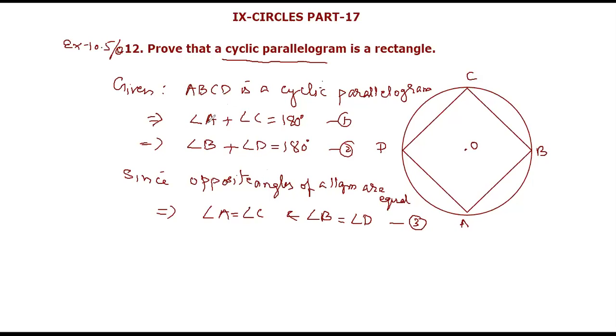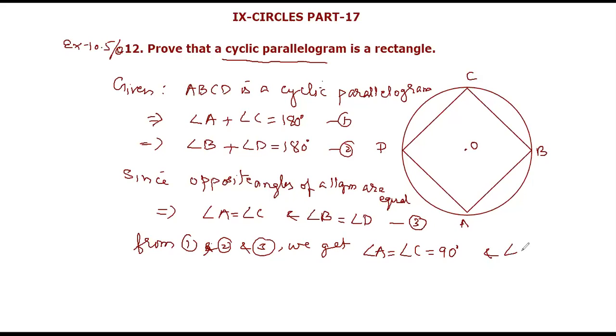So now we can see that from first and third, if the sum of the two angles is 180 degrees and each angle is equal, then each angle will be 90 degrees. Combining first, second and third, we get angle A is equal to angle C is equal to 90 degrees, and angle B is equal to angle D is equal to 90 degrees. Got it? Any doubt?